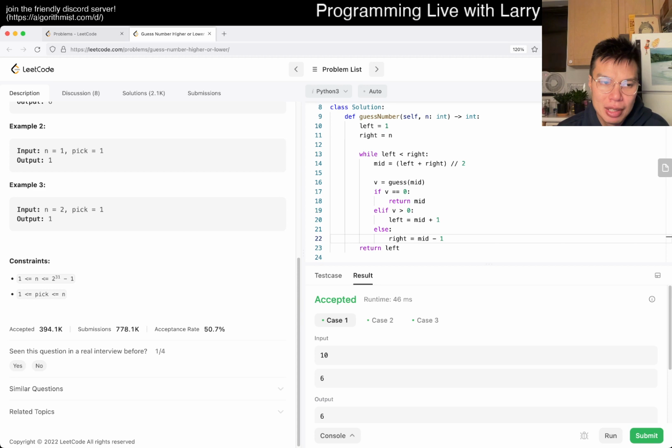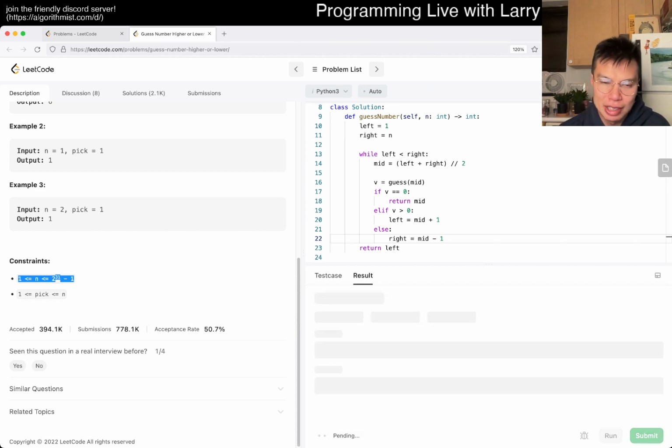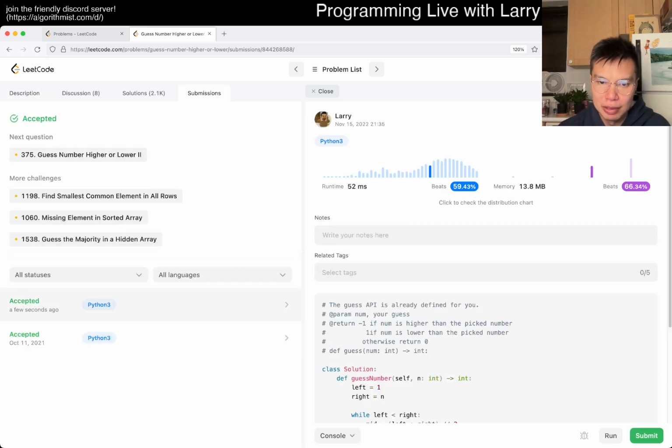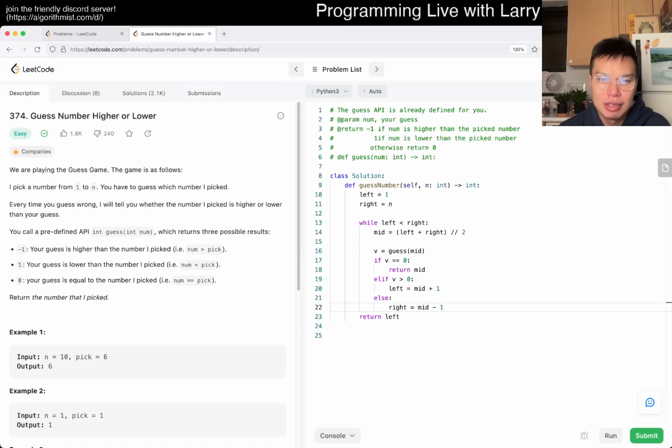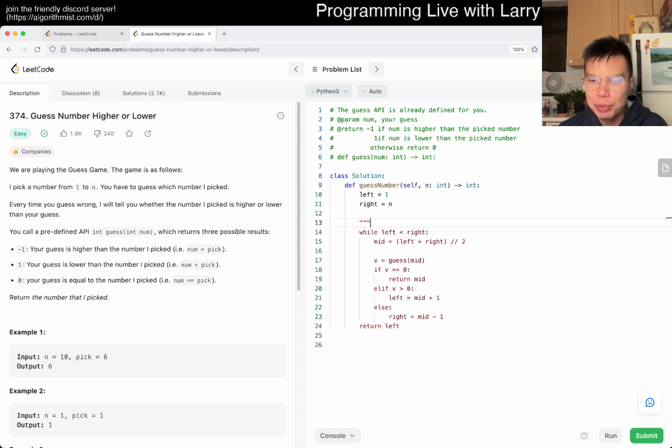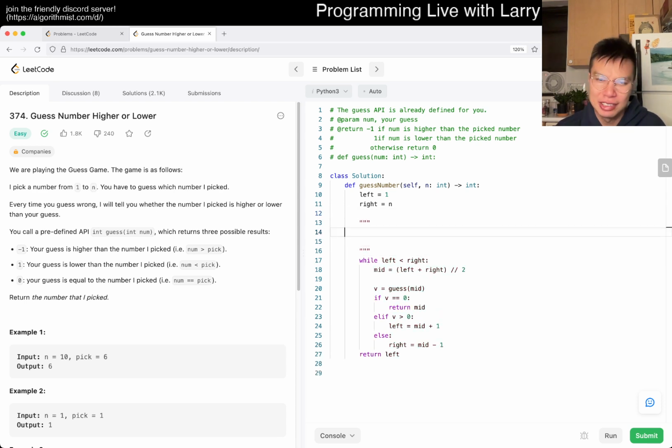So if you're using a language that isn't Python, you probably need to use 64-bit ints just to be careful. It's just very easy to mess up. Yeah, 690-day streak. I'm not going to go over binary search today, but you should be very familiar with it. I'll just give a brief overview, but I'm not going to go over it too deeply. I need to get a video out.